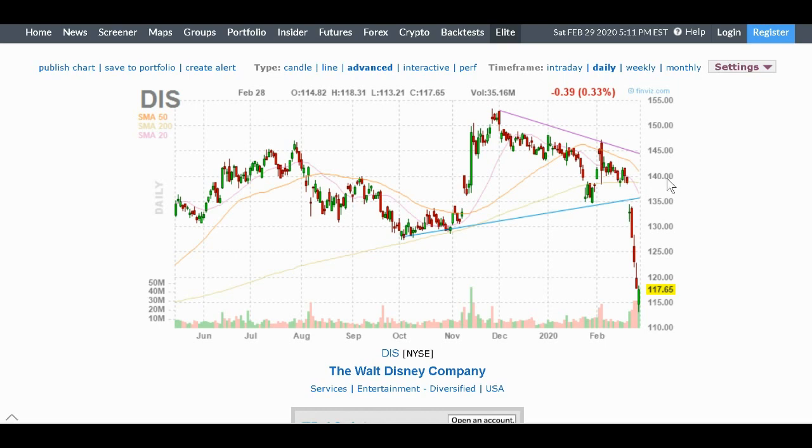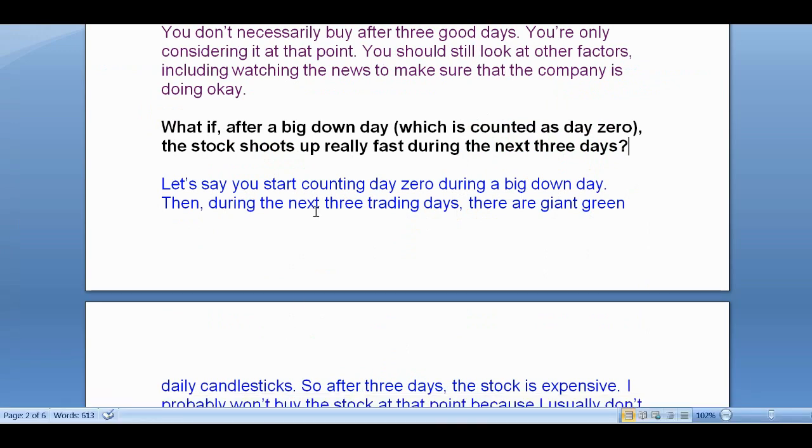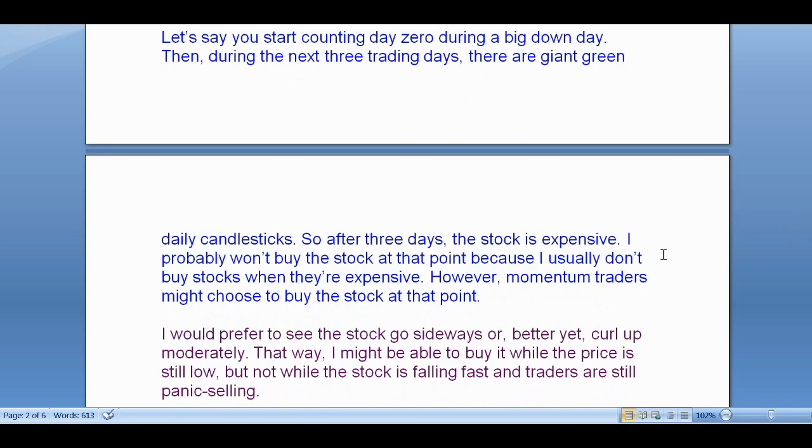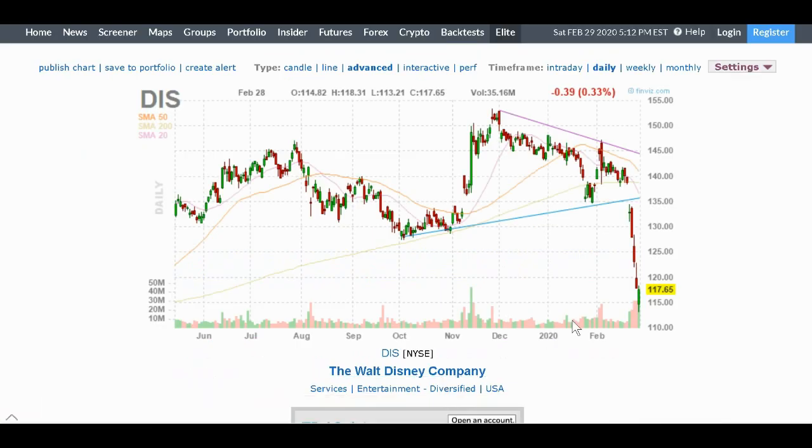Let's say it went up a whole lot to the point where it's almost at the resistance level at 152, 153, something like that. So let's say you start counting day 0 during a big down day. Then during the next 3 trading days, there are giant green daily candlesticks. So after 3 days, the stock is now expensive. I probably would not buy the stock at that point because I usually don't buy stocks when they're expensive. However, momentum traders might choose to buy the stock at that point. So it's really up to you, depends on what kind of trader you are.